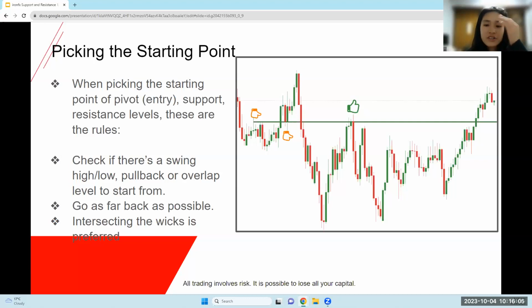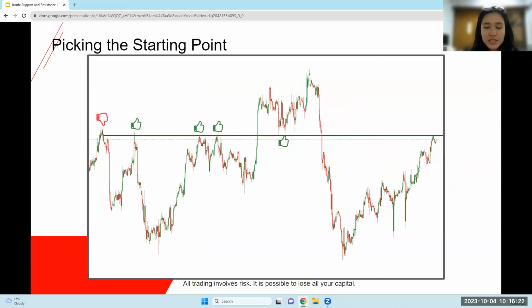Okay, so the orange thumbs over here represent an okay intersection. They're not preferred, but not exactly wrong. But preferably, we want to look for intersections that are only of the wicks, like over here. Okay, some more examples over here. You can see this red thumb is what we want to avoid because it's cutting too many bodies of the candlesticks. So these green thumbs are what you typically want to look out for, where you are just cutting the wicks of the candlesticks.